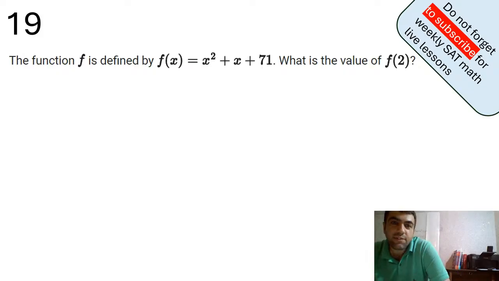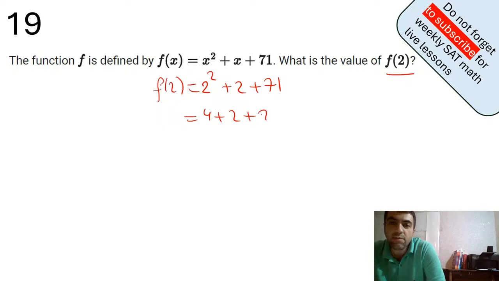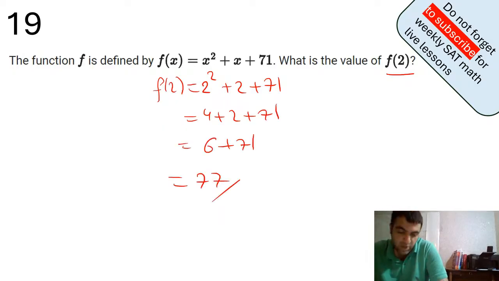The function is defined. What's the value of f of 2? It is 77, Mr. Saif says. f of 2 is equal to 2 squared plus 2 plus 7, which is 4 plus 2 plus 7, 6 plus 7, and that is 77, right? You were right, guys.